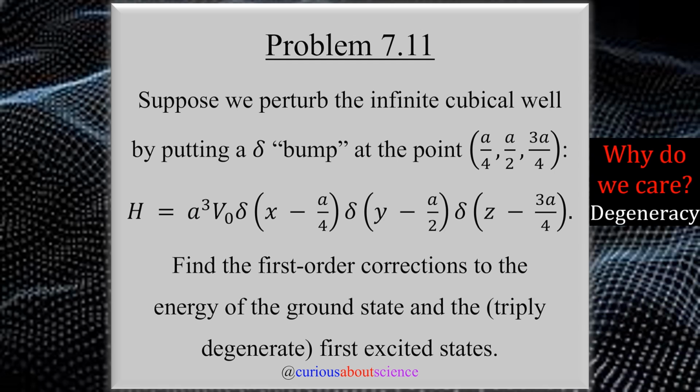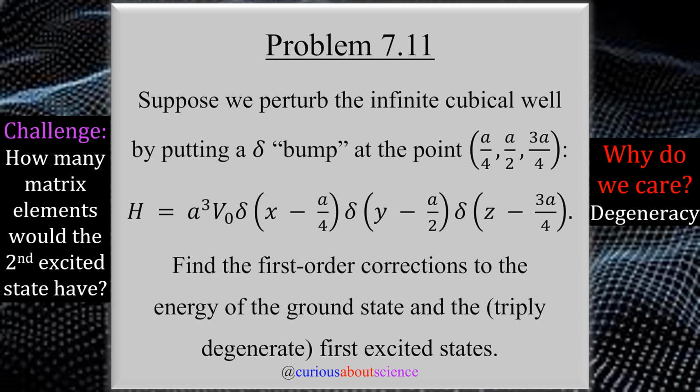But why do we care? Well, not every quantum system is nicely behaved and has non-degenerate energy values or energy spectra. So we have to be able to deal with these energy spectra and the lifting scheme that perturbation theory provides us. That being said, we know that the first excited state has a triply degenerate spectrum.